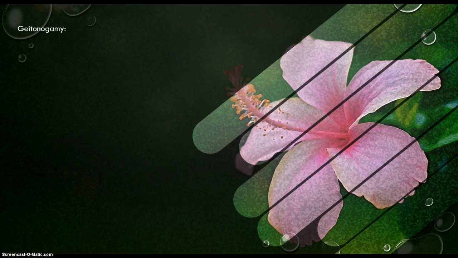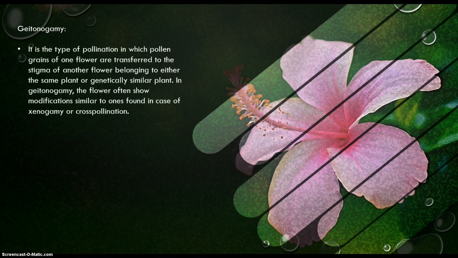Next, we have to see about geitonogamy. So what is geitonogamy? It is the type of pollination in which the pollen grains of one flower are transferred to the stigma of another flower belonging to either the same plant or a genetically same plant.